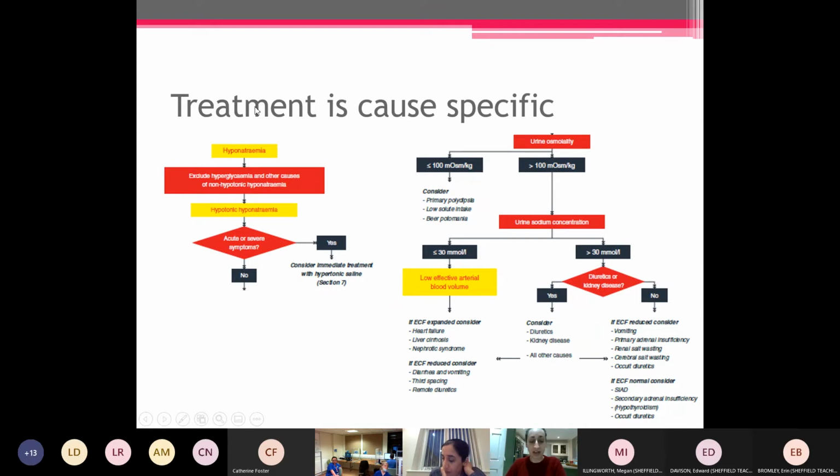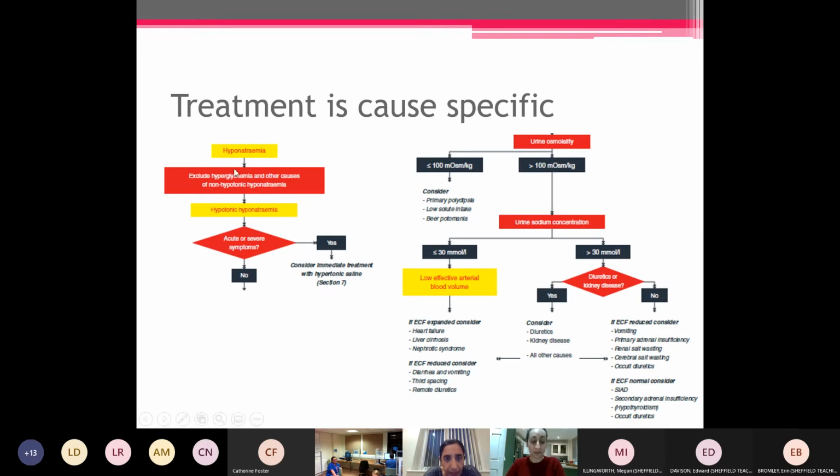But essentially what I wanted to highlight is that the first thing that we do, presuming up here at the beginning, is taking a history and examining the patient. First thing that we want to do is exclude non-hypotonic hyponatremia. So we want to confirm that it is a hypotonic hyponatremia, because if it's not, then we're less concerned about treating the hyponatremia itself. We would be treating the hypoglycemia or whatever the cause is. So it's really important to get a serum osmolarity, and if it's anything other than low, we're going down a completely different route.